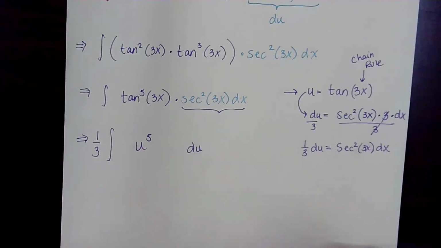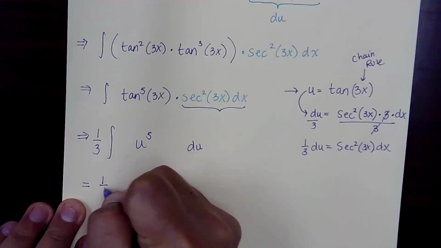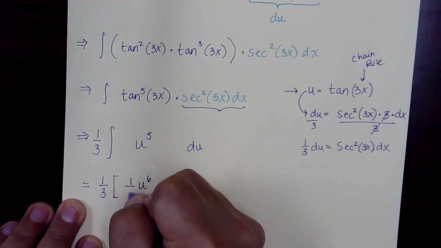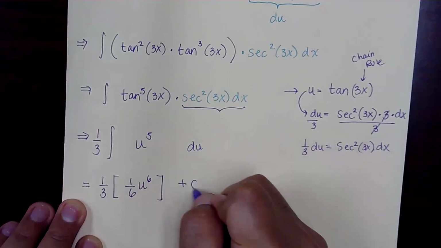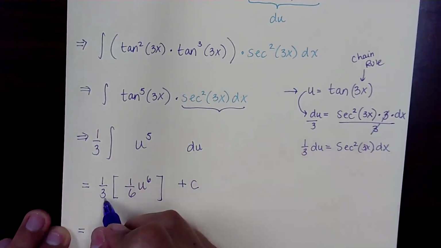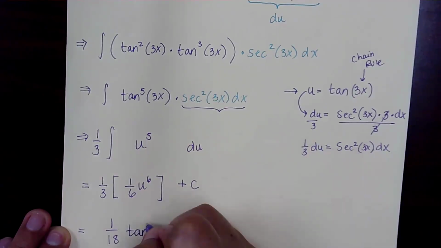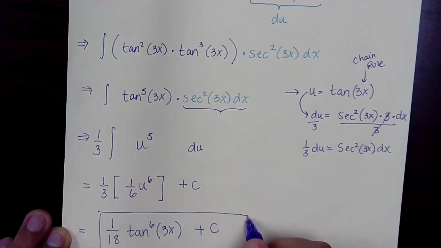So as far as we're concerned, this is a really nice integral, right? Just turned into u to the fifth power. So we're going to call that 1/3 times u to the sixth divided by 6, or times 1/6, and then plus c. So this will be 3 times 6 is 18, 1/18. U is tangent to the sixth power of 3x plus c. And that should be it.